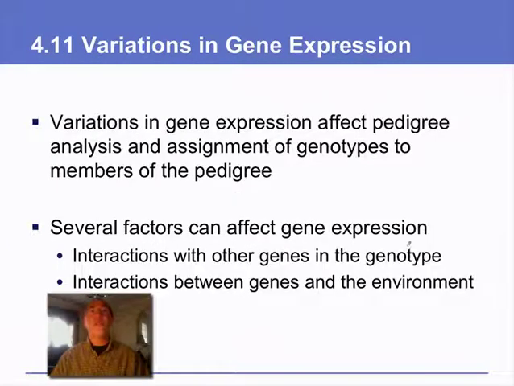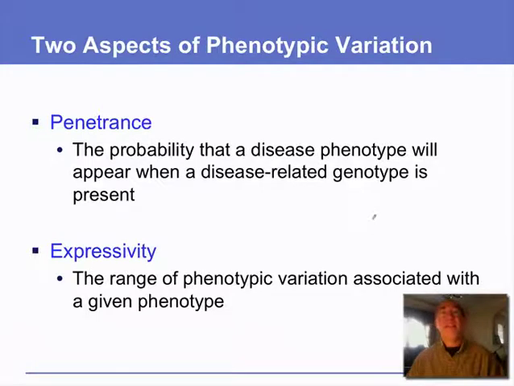There are other ways to control gene expression. Genes do not work on their own. Most genes have influences from other genes or even by the environment to alter their expression levels. And so variations in gene expression can affect all kinds of pedigree analysis. So we're going to look at two terms that we use for affecting gene expression with the genotype and the environment. One term is called penetrance.